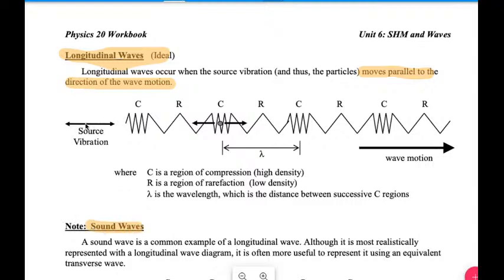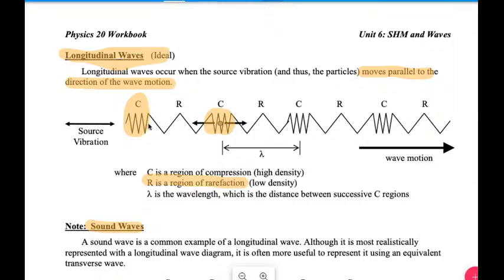So if our source is vibrating molecules on a giant gong vibrating back and forth, those are going to compress the air molecules right next to the gong, and you're going to have a zone of compression. And that zone of compression is going to travel to the right. But in the wake of that zone of compression, we have a region of rarefaction. So that's almost like creating a little vacuum behind our compressed particles.